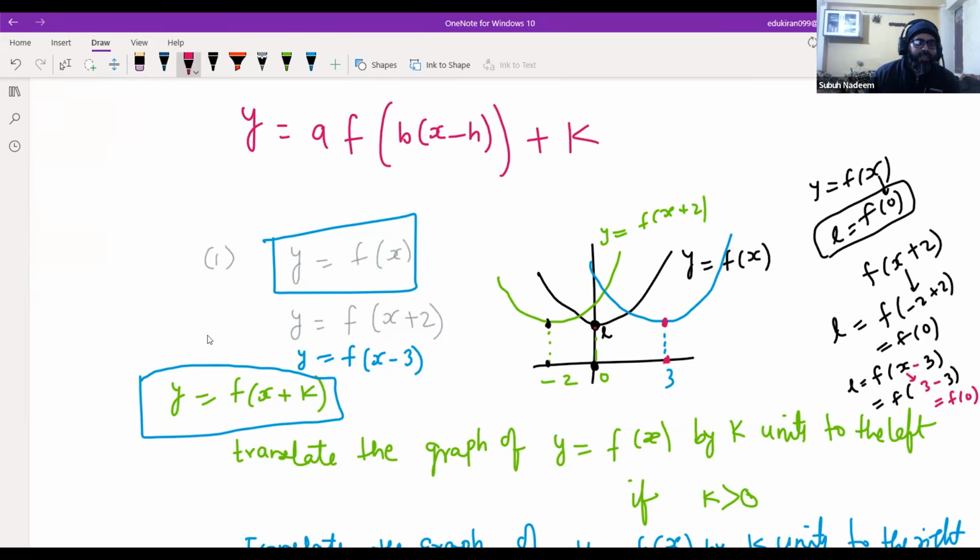So in all the cases, you want to get L is equal to f of 0. You just change x. Somewhere x is equal to 0 will give you f of 0, somewhere x is equal to minus 2 will give you, somewhere x is equal to 3 will give you.